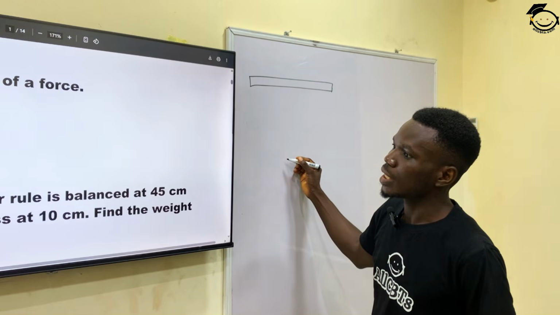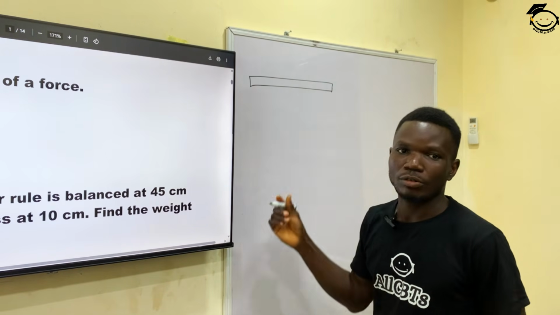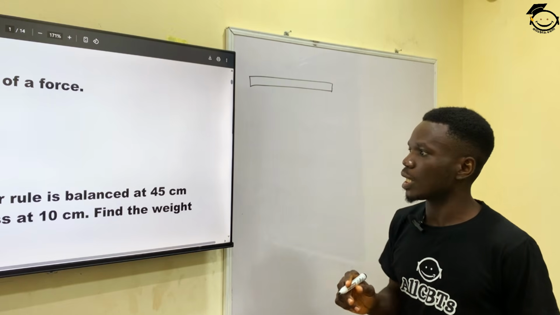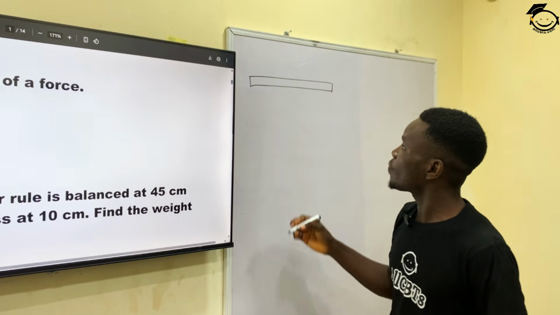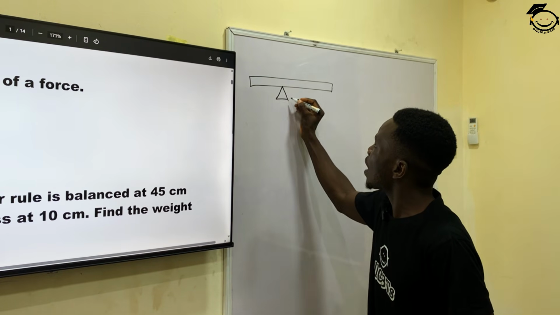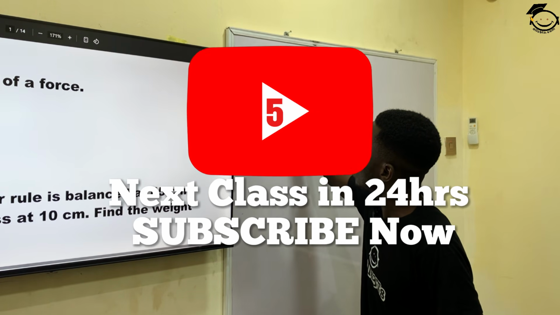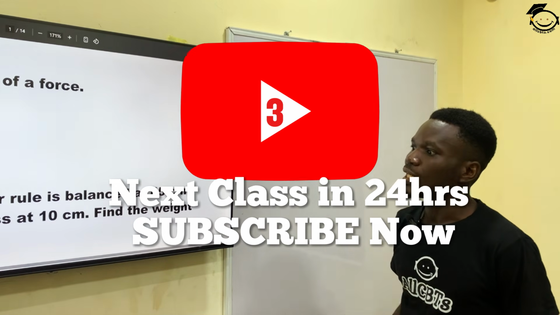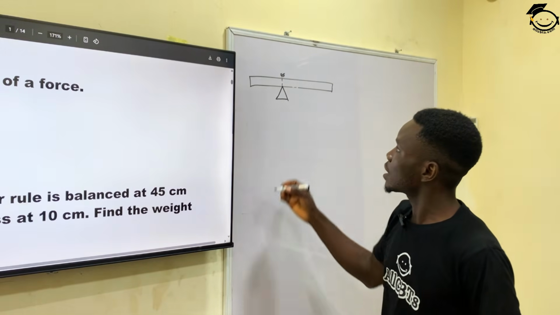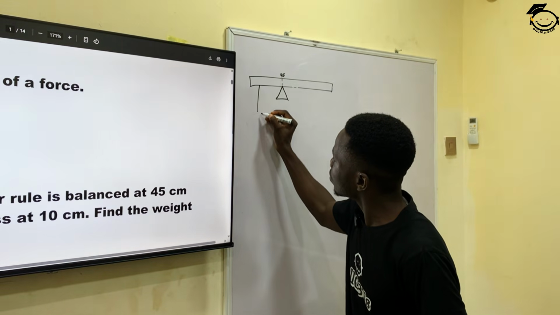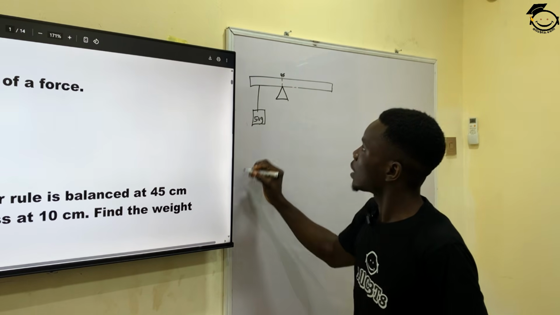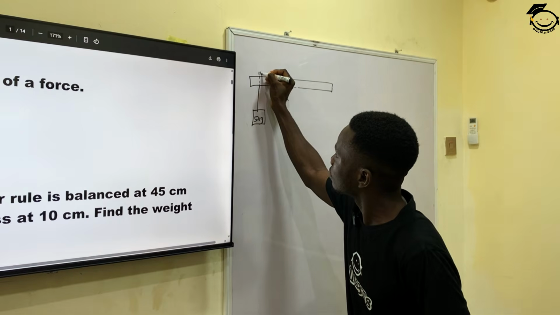From the question, when they said a uniform meter rule, it automatically means that the meter rule is 100 centimeters. Because this was balanced at 45 centimeters, I'm going to put my pivot at 45 centimeters. So this point here is 45. Then they said a mass of 50 grams was placed at the 10 centimeter mark, so I'm going to put a mass of 50 grams at the 10 centimeter mark.